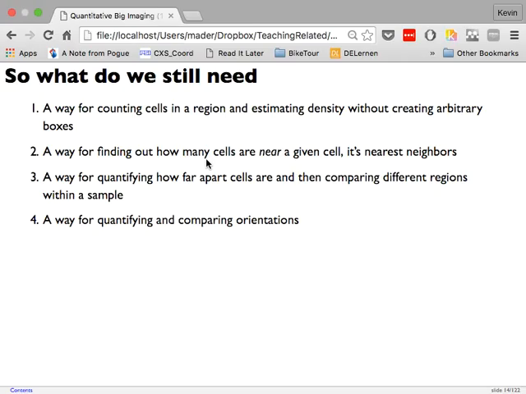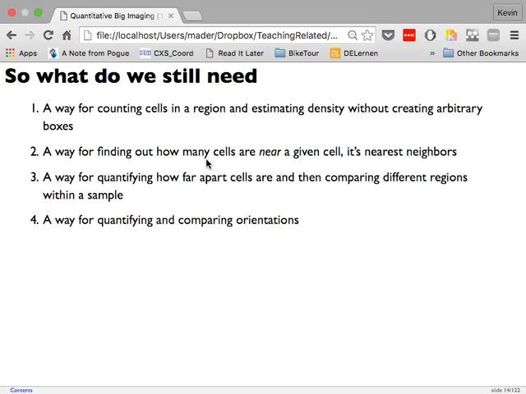And so the tools that we need to solve the problems that I mentioned are, first, a way of counting cells in a region and estimating a density without defining boxes or creating arbitrary definitions beforehand. How can we define something like density in a way that's very reproducible, that other people can apply, and that you can apply to a large variety of different images, where it's really not too specific for the exact setup that you're analyzing?